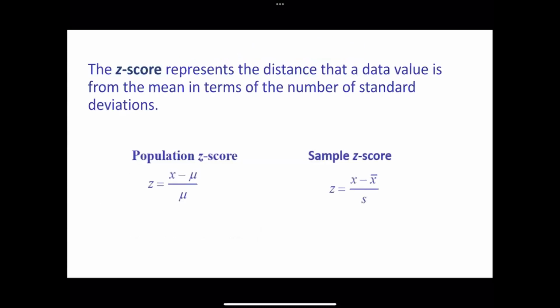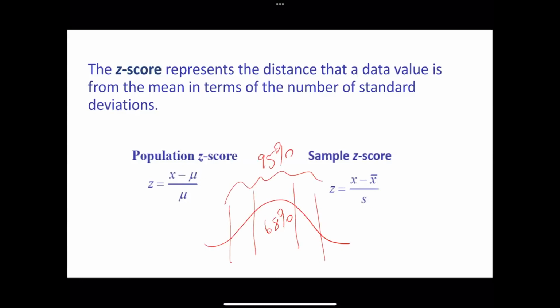Okay, so what a z-score is, it tells you how far the data value that you have is from the mean in terms of standard deviations. So I would be able to tell you that a value is 1.5 standard deviations away from the mean. This is really helpful because of the empirical rule. So remember, on our empirical rule, we have that 68% of our data is within 1 standard deviation of the mean. And then we have 95% of our data is within 2 standard deviations of the mean.